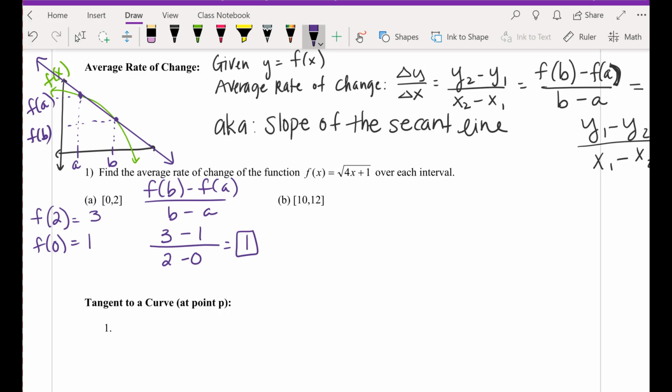Why don't you find the average slope of b for me? Leave it in exact form and decimal form. Round to 3 decimal places, okay? So find f of 12, find f of 10, and then compute the slope for me. Exact form and decimal answer to 3 decimal places.